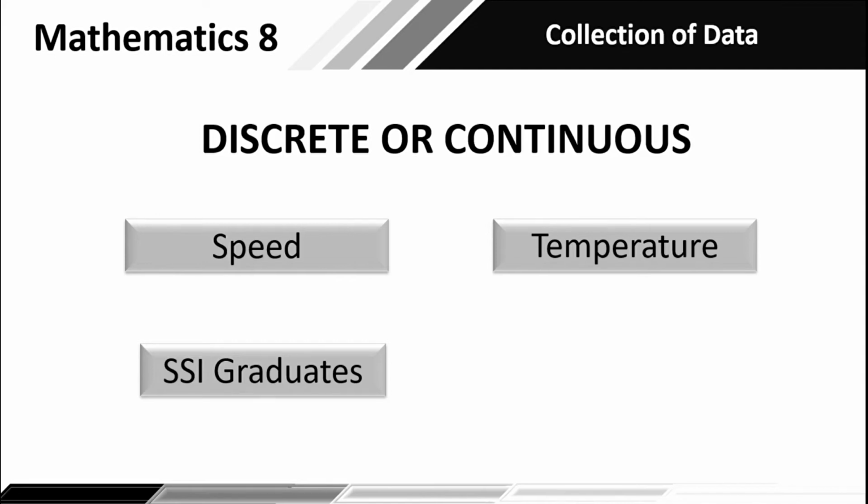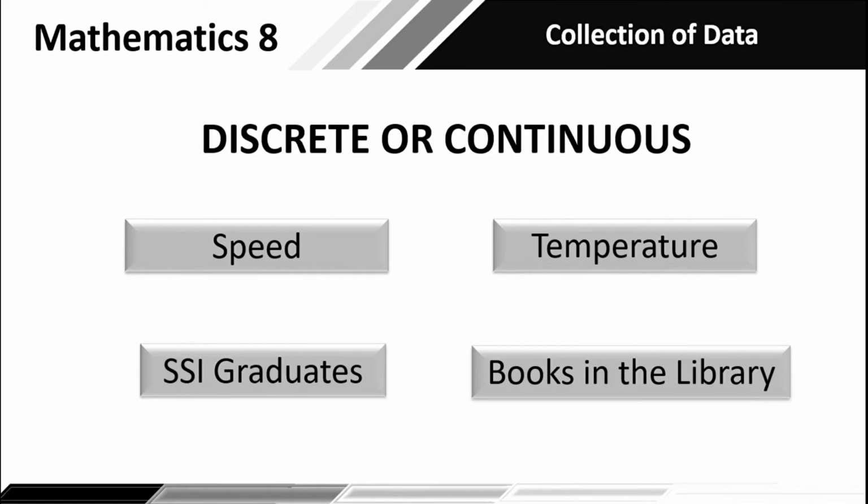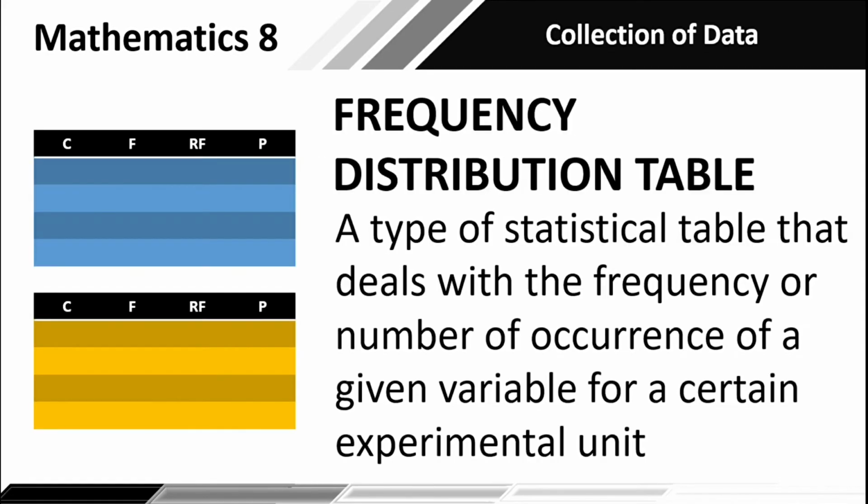Graduates is a discrete variable because we can count the graduates in a particular batch. Lastly are the books in the library. Books in the library are discrete variables because we can count the books in the library using whole numbers. Let's proceed now with the organization of data.